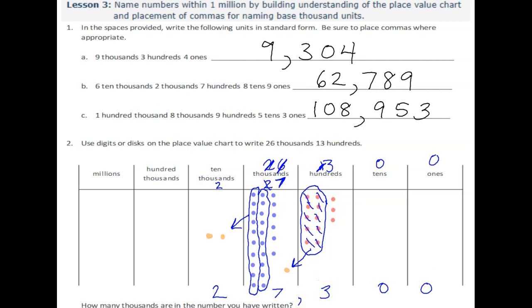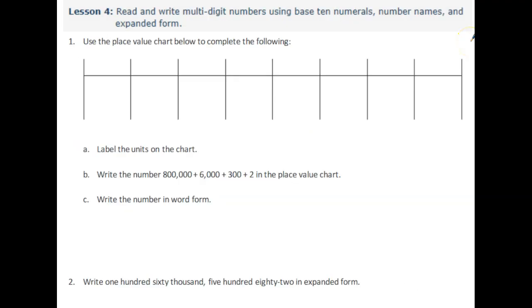So it says how many thousands are in the number you have written. So there should be 27,000. So you might also think that since they are asking how many thousands are in a number, if they're just looking for this number, there's 7 here, but I think they're referring to the total number of thousands in this case, because we regrouped 10 of our hundreds as 1,000. There's 27,000.